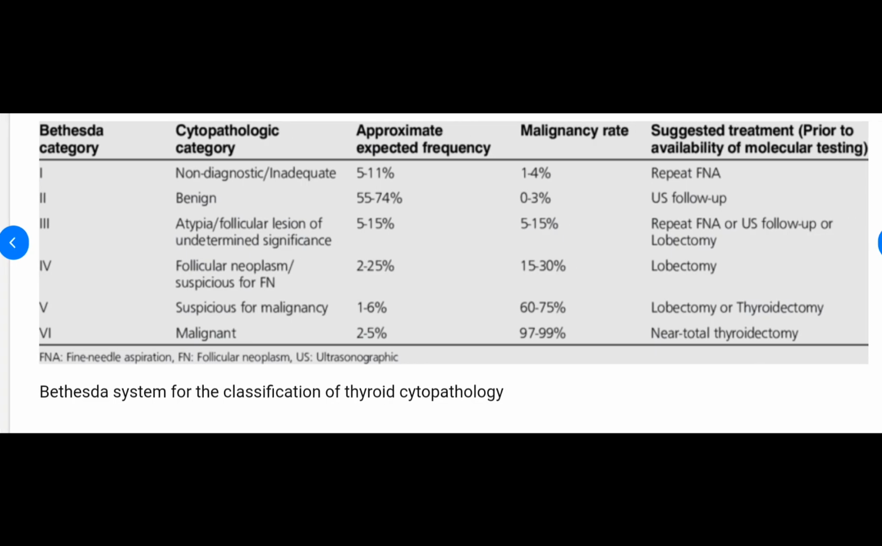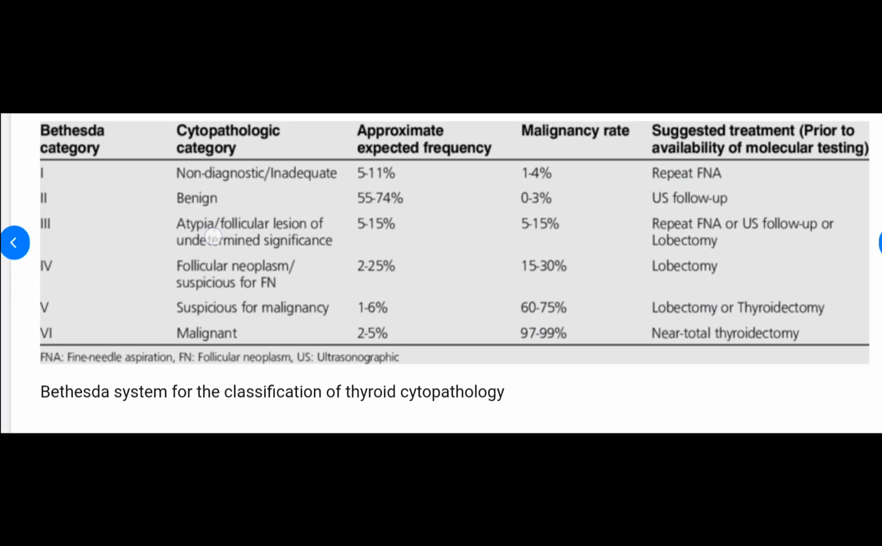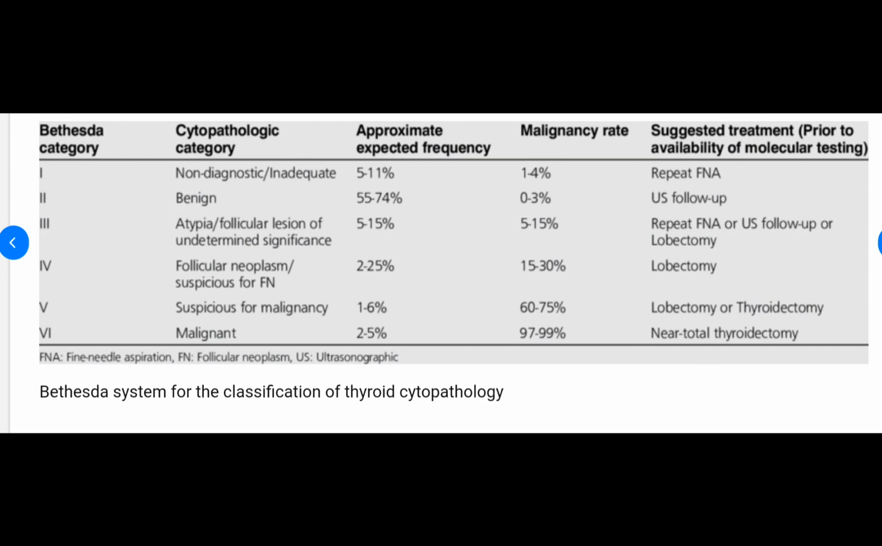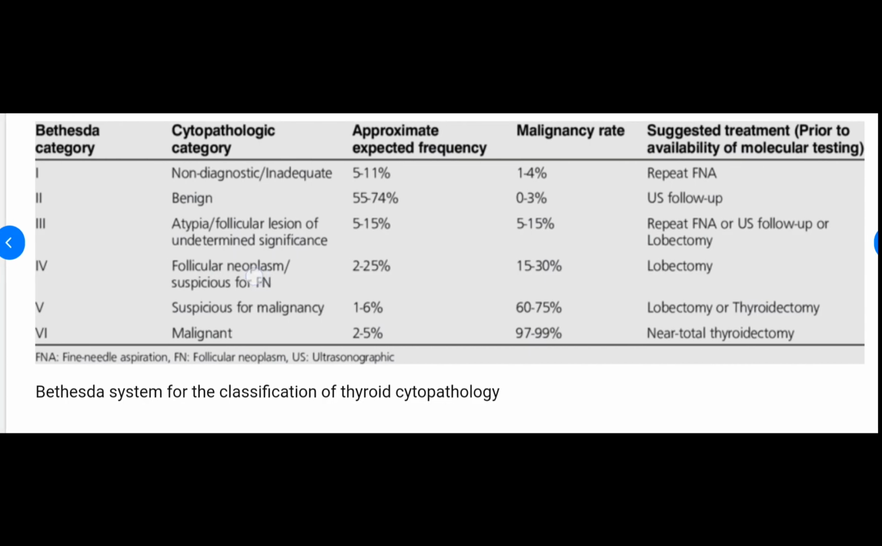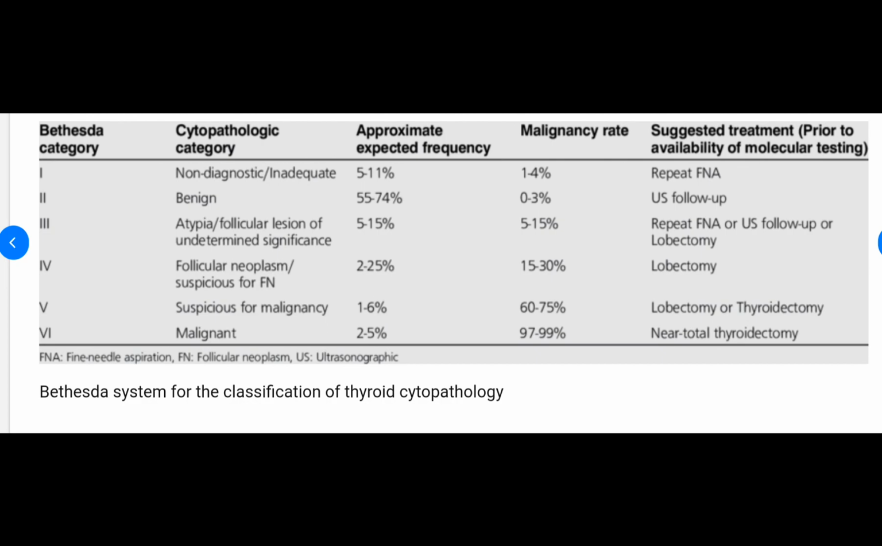Then this is the Bethesda system for the classification of thyroid cytopathology. In the Bethesda system, we characterize the cytopathological findings. It is from 1 to 6. 1 is non-diagnostic or inadequate. 2 is benign. 3 is atypia or follicular lesion of undetermined significance. 4 is follicular neoplasm or suspicious for follicular neoplasm, the fifth is suspicious for malignancy, and the sixth is malignant.